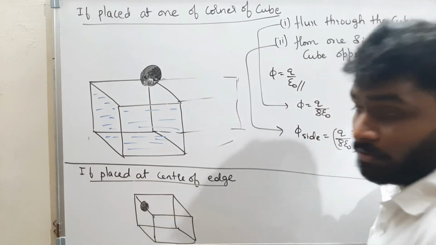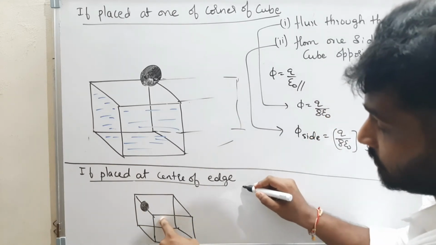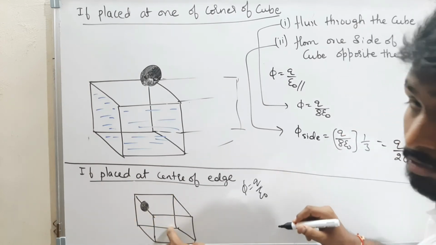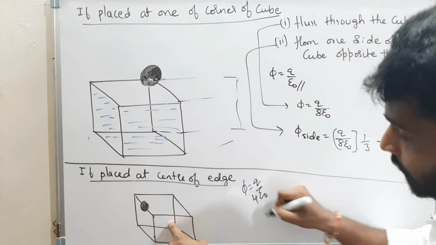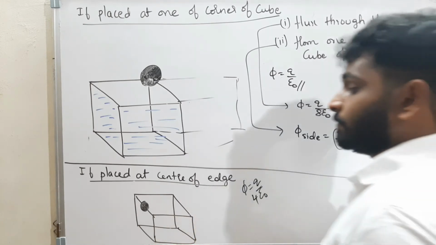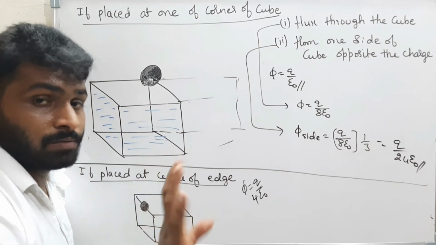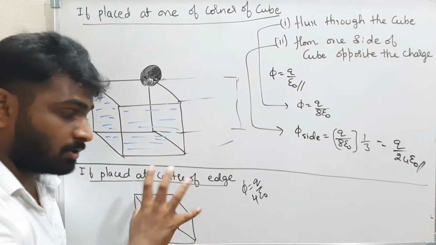Therefore, from one cube, what is the flux? For the whole 4 cubes, the flux is q by epsilon naught. And for one cube, what is the flux? It is q by 4 epsilon naught. And this is clear. Unless you imagine, you won't get it. If you try to learn it by heart, you won't get anything. You just have to imagine.